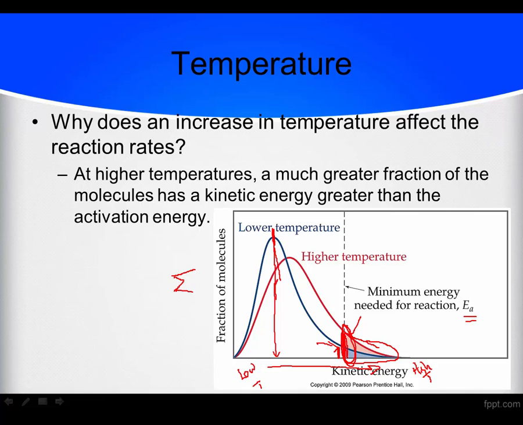And we can see that the area of the red part is greater than the area of the blue part. So that means that there's more reaction going on.